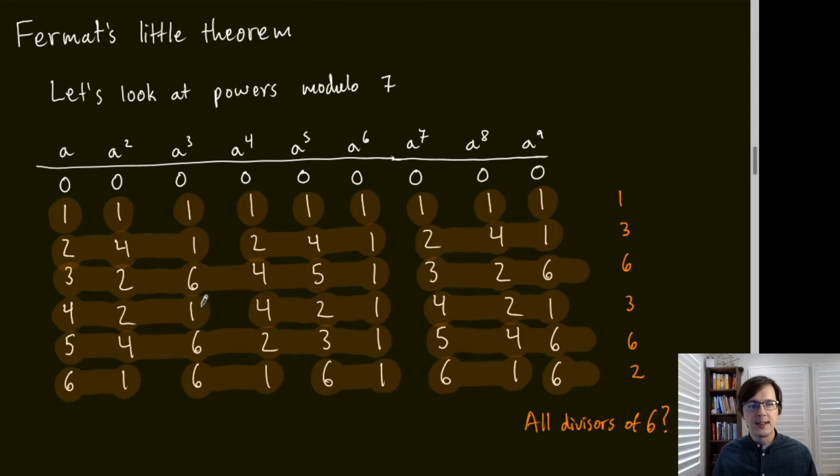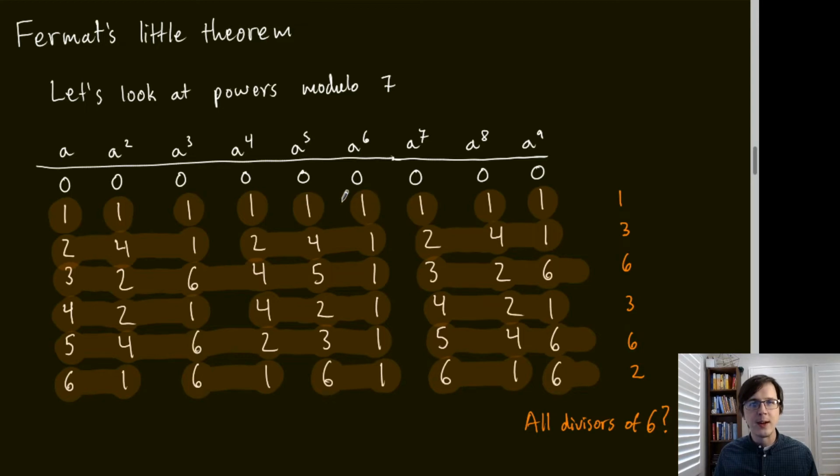So powers of 4, we get this length 3 repetition. Powers of 5, we get another length 6. And then powers of 6, we get a length 2 repetition. Also remember 6 is minus 1 mod 7. So this is also minus 1, 1, minus 1, 1, minus 1, 1. You know, powers of minus 1, which you're familiar with. I'm not sure why I didn't label these with the orange blobs, but it would be the same pattern as 1.